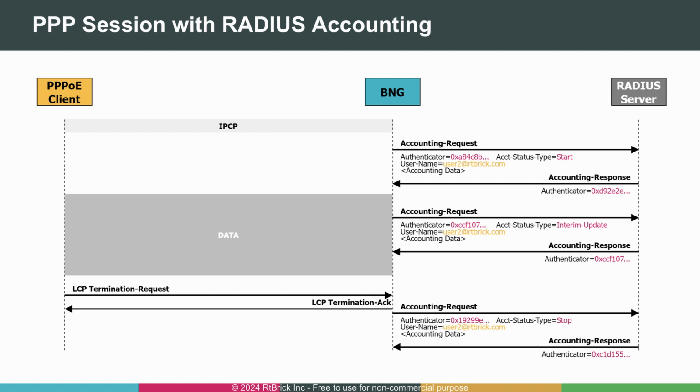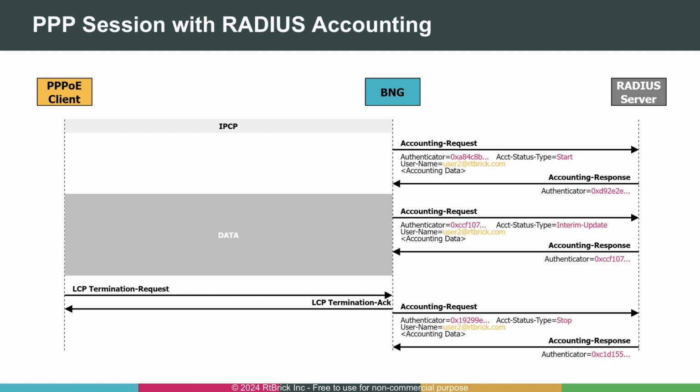If Radius accounting is enabled, the BNG sends an accounting request of type accounting start to the Radius server, including the username and accounting data. The Radius server replies with an accounting response packet. When a PPPoE session ends, either due to timeout or user disconnect, the BNG sends an accounting request of type accounting stop to the Radius server, which is acknowledged by an accounting response packet.